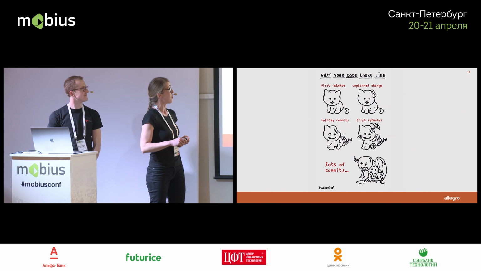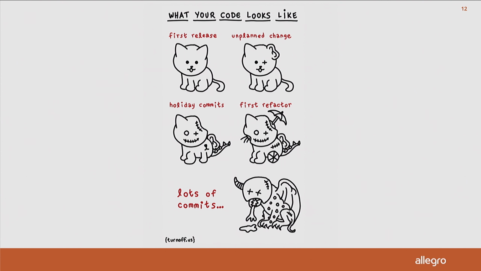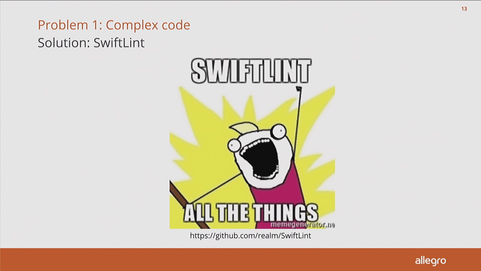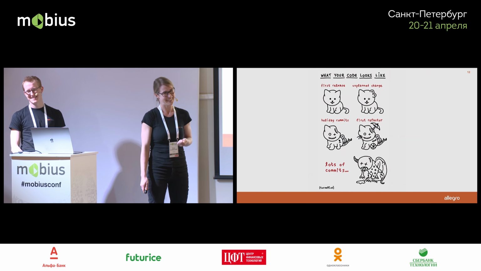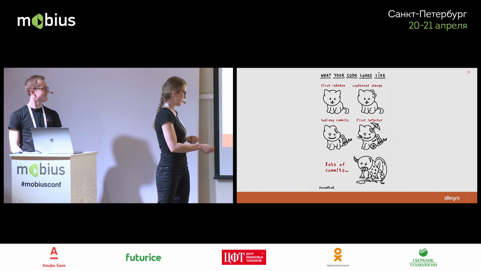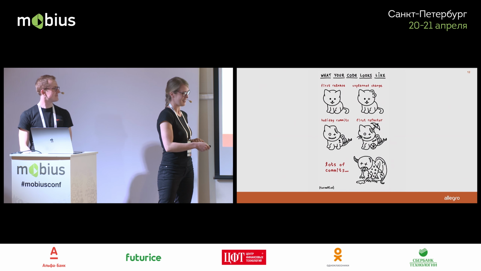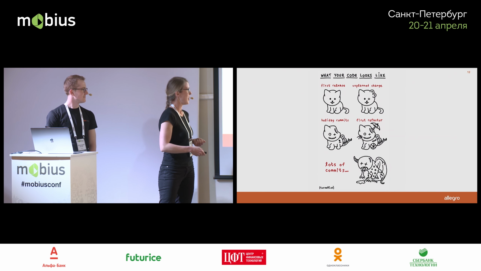This is an image that our common friend sent me a few days ago, and I believe it illustrates the problem nicely. This is your code at the very first release. Then you do some unplanned changes, holiday commits, and the first refactor, and sometimes it looks like that. I really like this. This is a really cool place to find more comics like that.